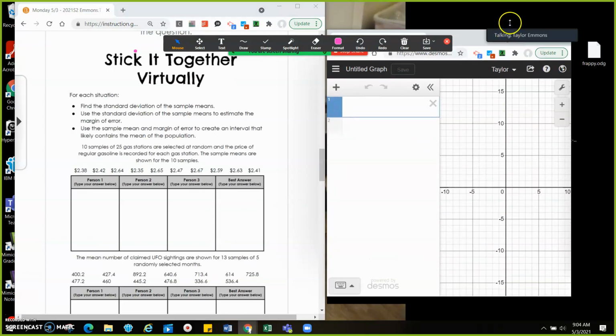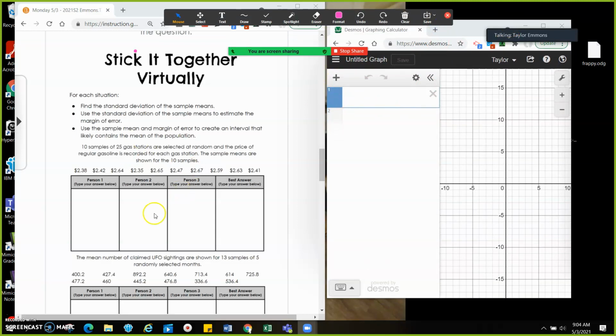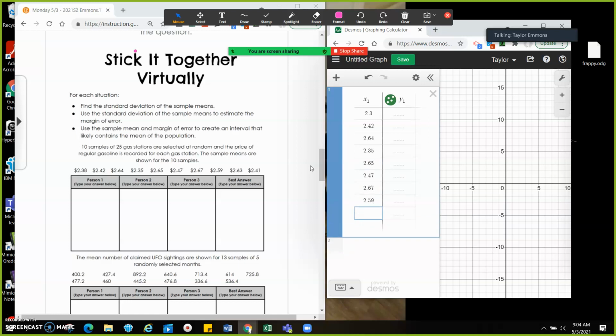Okay. So remember, last week we talked about this. But how you would create a table for this is you would hit this little add button, hit table, and then you're going to type all of these numbers that they give you into a single column. So we're going to get 2.38, 2.42, 2.64, 2.35, 2.65, 2.47, 2.67, 2.59, 2.63, and then 2.41.